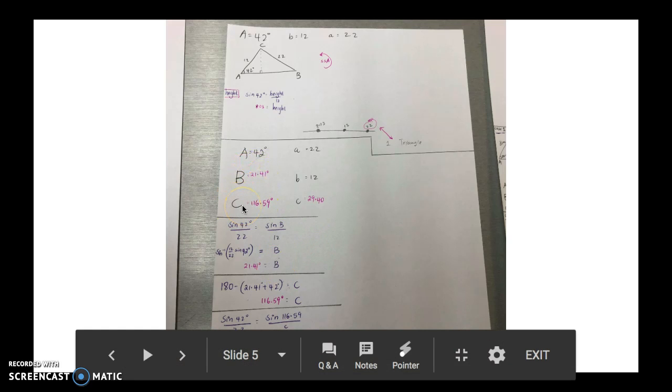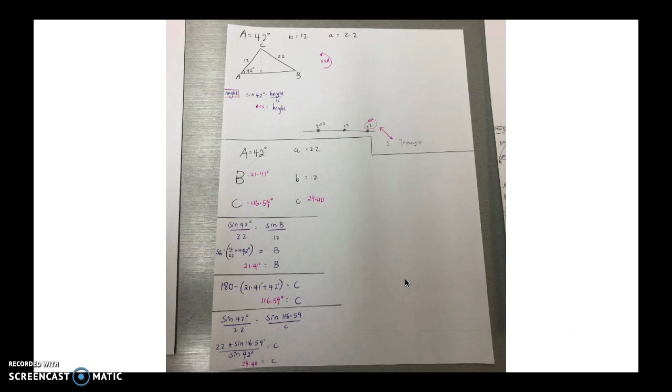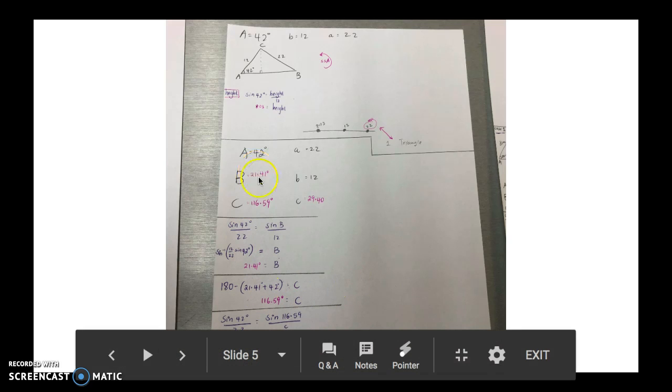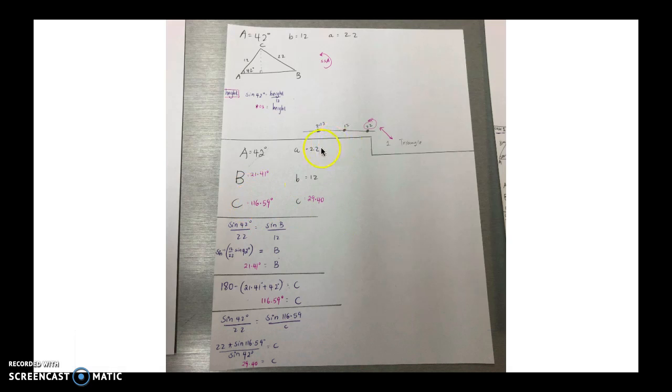So for angle C, what do I need to do? Well, what does the triangle sum theorem tell me? It tells me that the angles in the triangle add up to 180. So I already have two angles, A and B. In order to find C, I'm just going to take away those from 180, and I get that that's 116.59, and I input that right there. And it looks like the only thing I'm left with at this point is the side length C.